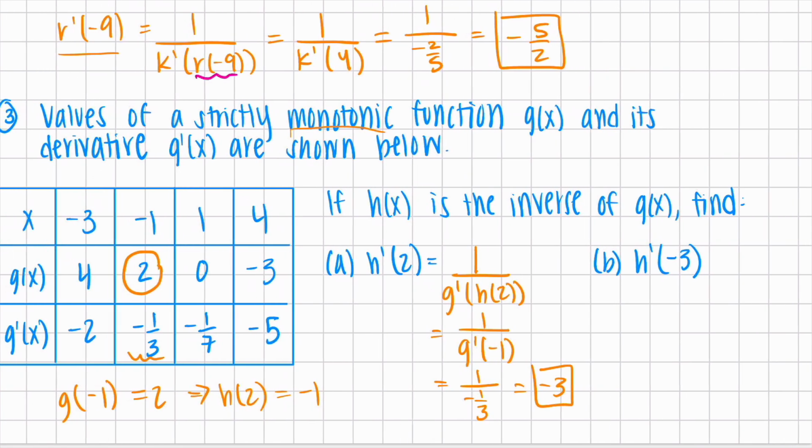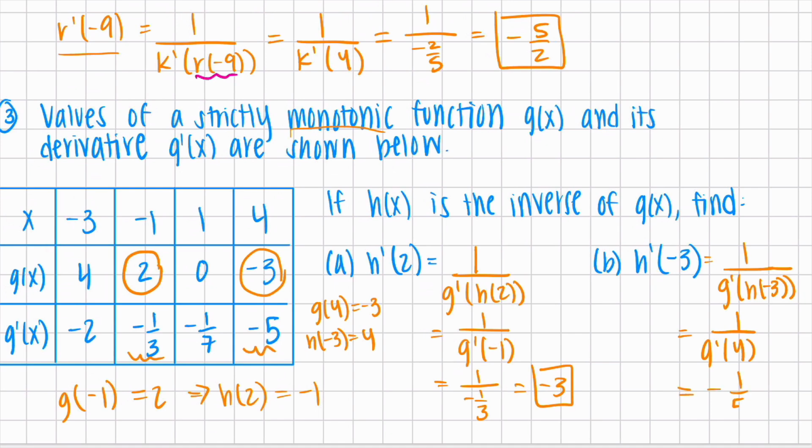We have one more. I want h prime of -3. I'm going to plug into my formula 1 over g prime of h of -3. I'm going to do the same thing I did before. Notice I have a -3 right here. That means that g of 4 equals -3, which means that h of -3 equals 4. So this is 1 over g prime of 4. G prime of 4 is right here, that's -5. So I get -1/5.